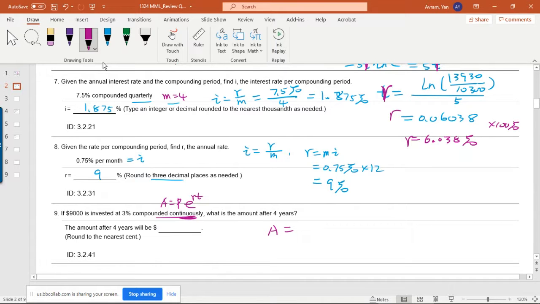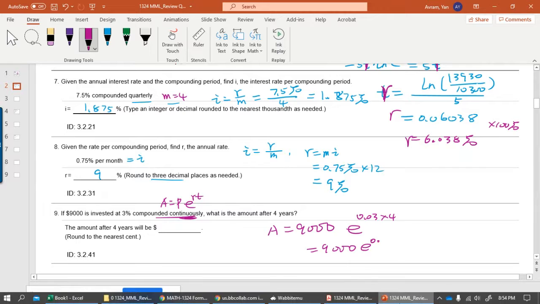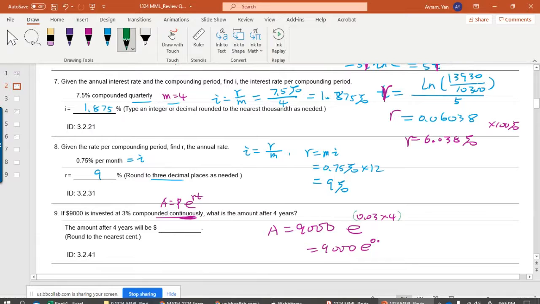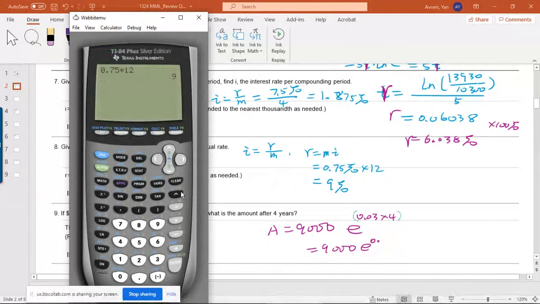Okay, so we have A equal to P, which is $9,000, times e to the rt. So r here is 0.03 times 4, right? And then multiply this together. If you want to calculate all at once, you will need a parenthesis for the exponent. Be very careful in here. You will need a parenthesis for the exponent. If you don't, you're going to get a wrong answer. Okay, all right. So I'll show you what I mean in here.